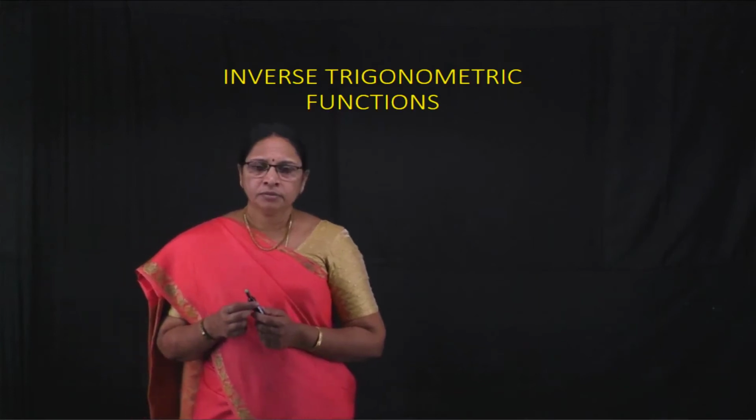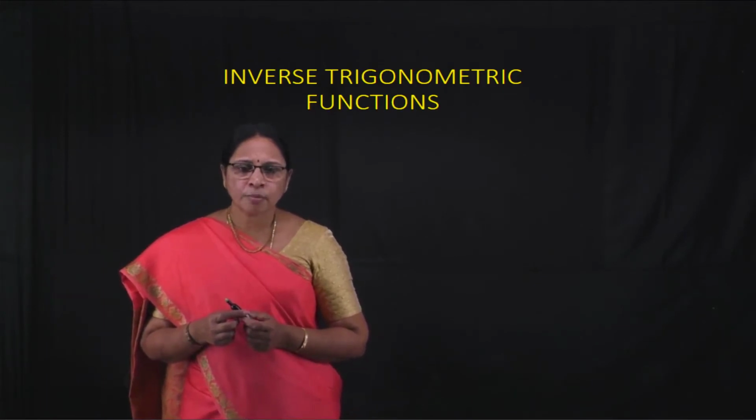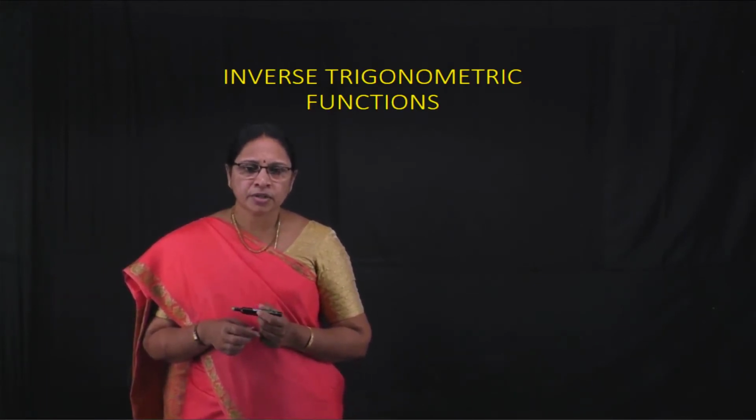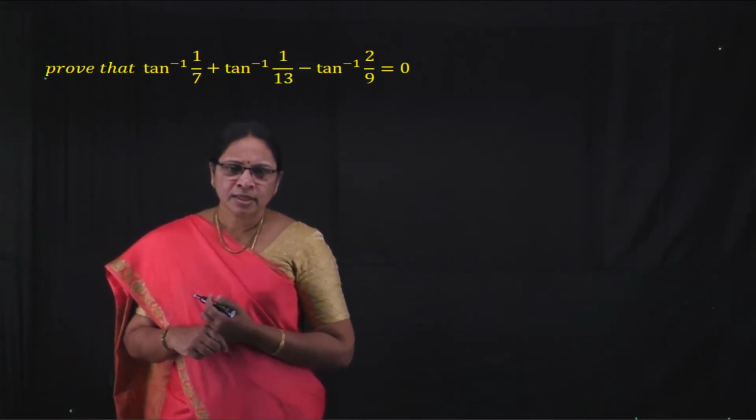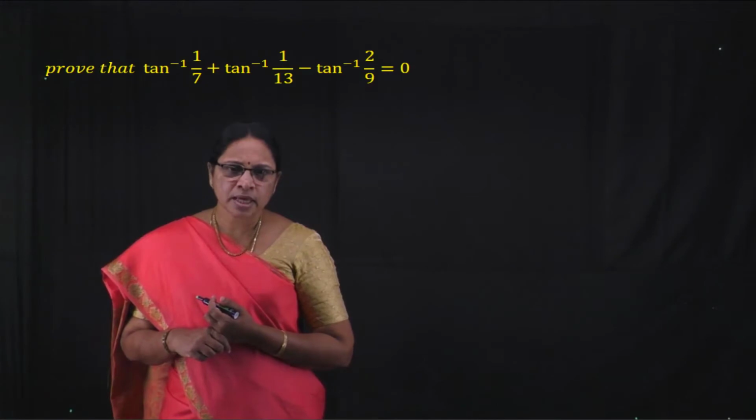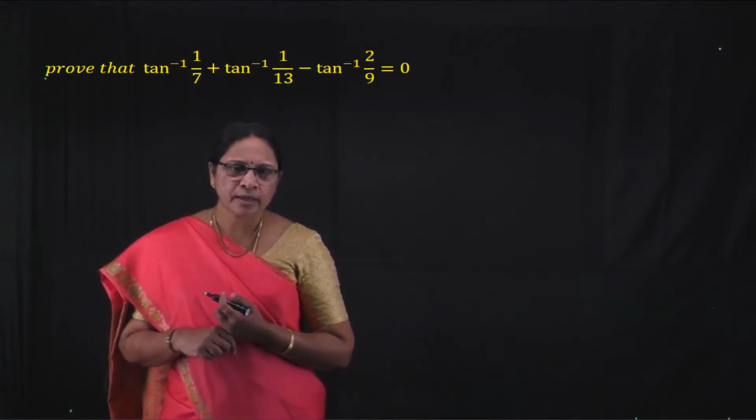Hello everyone. In this session, I would like to explain very important problems in the chapter inverse trigonometric functions. See the first problem. Prove that tan inverse 1 by 7 plus tan inverse 1 by 13 minus tan inverse 2 by 9 is equal to 0.